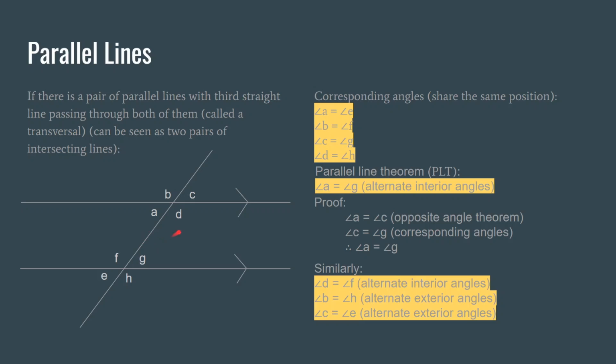Similarly, we can prove that angle D equals angle F, and this also works for alternate exterior angles, which are angles on the outside of the parallel lines and also on the opposite sides of the transversal. We can prove that angle B is equal to angle H and angle C equals angle E.